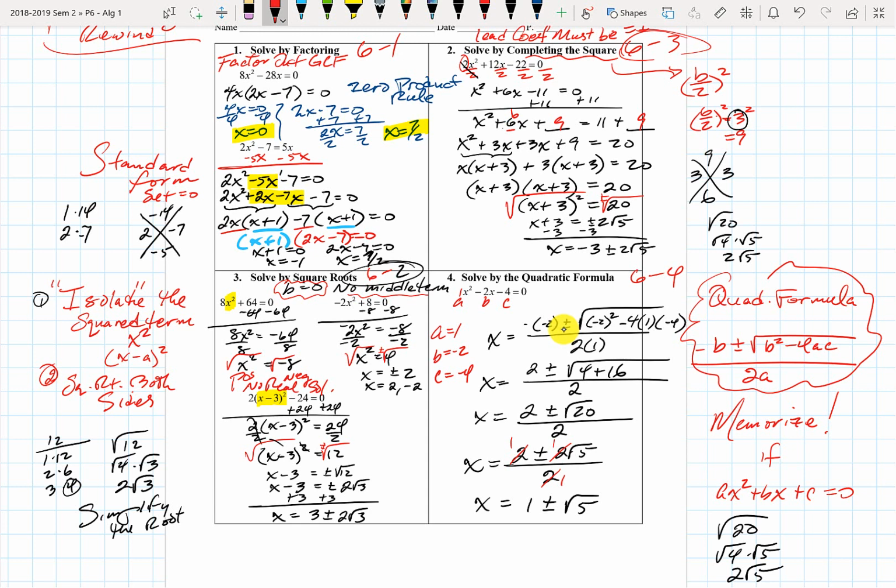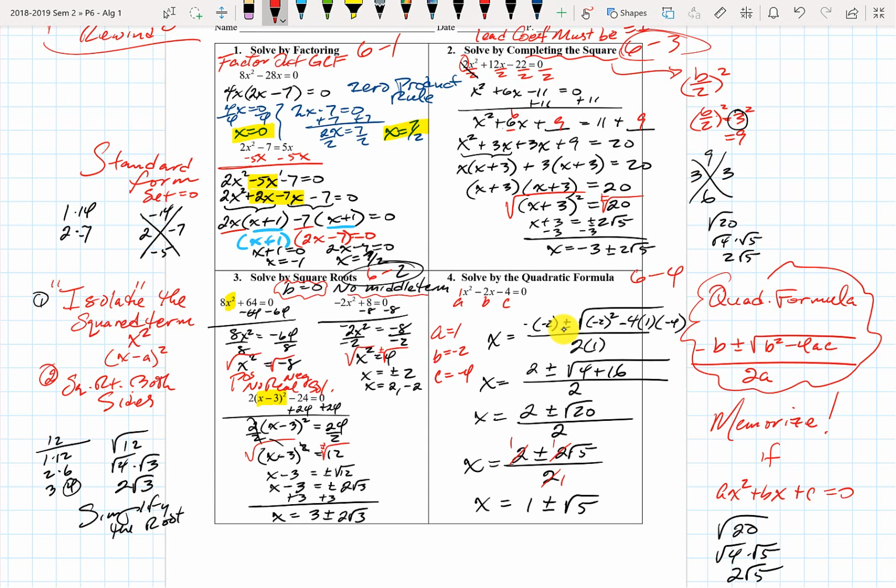You have to know when to look for a GCF. All right, if there's no constant term like in the first one here, look for a GCF and factor it out. Always look for a GCF. If it doesn't have a GCF, try factoring. If it can't be factored, then you have to switch to completing the square or the quadratic formula. You have to know what to do, okay, and that takes practice.